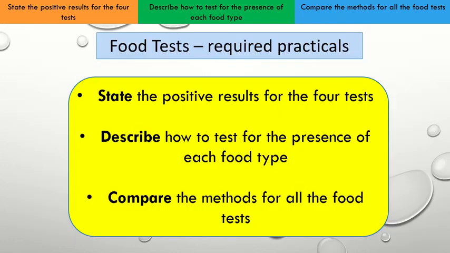So just to round up what we have done today, we have stated the positive results for the 4 tests. So we know what each positive test is for our carbohydrates, our sugars, our proteins and fats. We have described how to carry out each of those tests, and then through those questions after our multiple choice, if you got to that last box, you had to compare some of those methods for all of the different food tests.